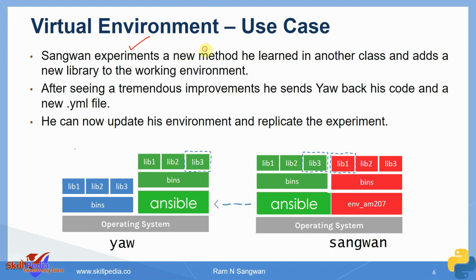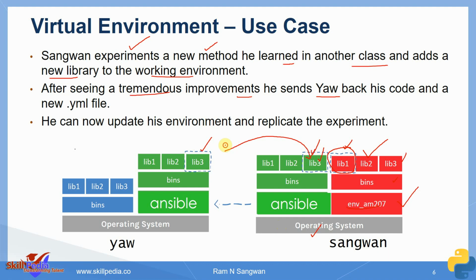Sangwan experiments with a new method he learned in another class. Now Sangwan is also working in an independent environment. This is a separate project Sangwan is working on, binaries and libraries and all, but he added a new library to the working environment. After seeing a tremendous improvement, he sends Yao back his code. This is a library he was working on, but he found this library useful, so he changed or copied this library. Library 3, which Yao was also working on, is now updated by Sangwan.